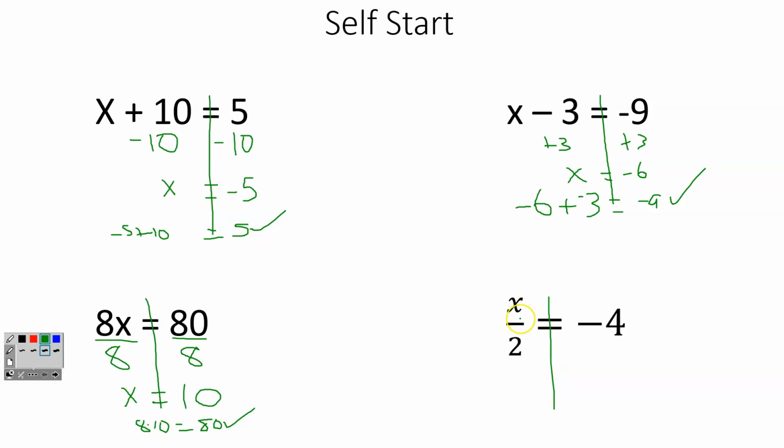Okay, over here, draw my fence. Right now this says x divided by 2 equals -4. So the opposite of dividing by 2 would be to multiply by 2. I'm going to do the same thing to both sides. So my answer is x equals -4 times 2, which would give me an answer of -8. If I want to check my work, -8 divided by 2 does in fact give me an answer of -4.